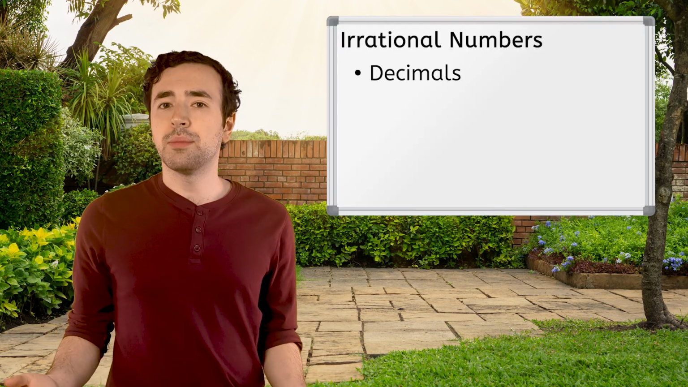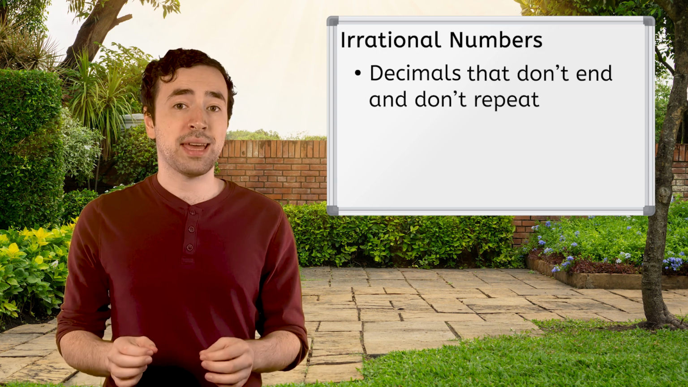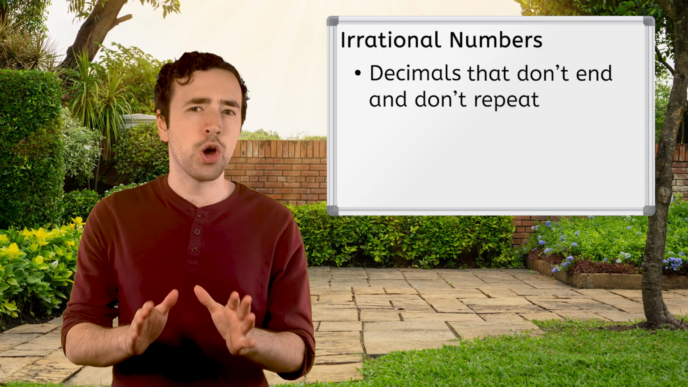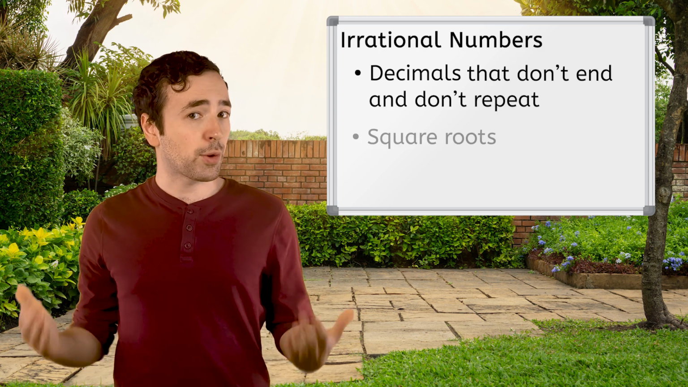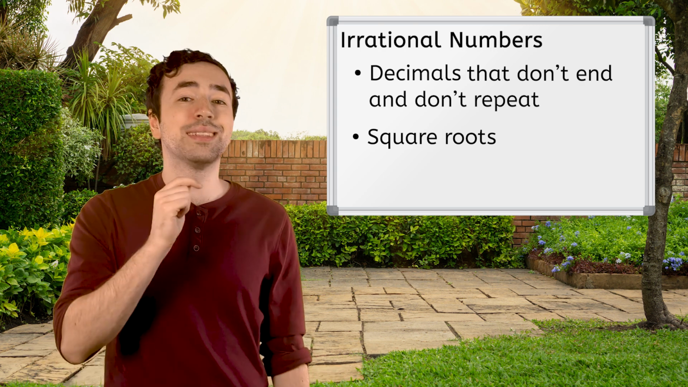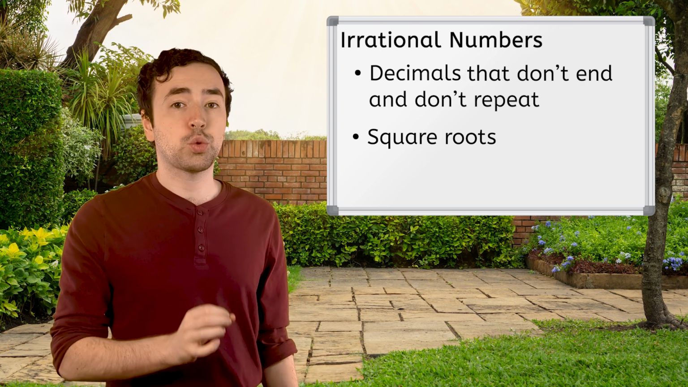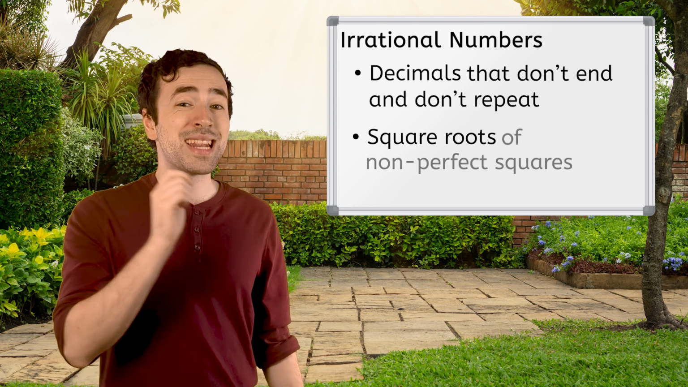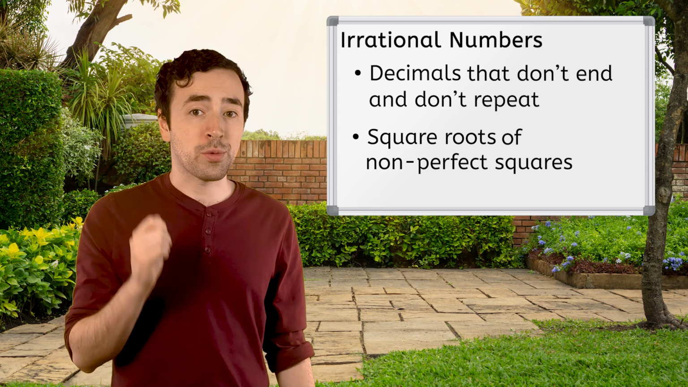We've seen a lot of different types of numbers today, and numbers in many different forms. For decimal numbers, remember to look for numbers that don't end and don't repeat. That's how you know those are irrational. And for square roots, make sure to check whether the number inside the radical is a perfect square. Only the ones with non-perfect squares are irrational.